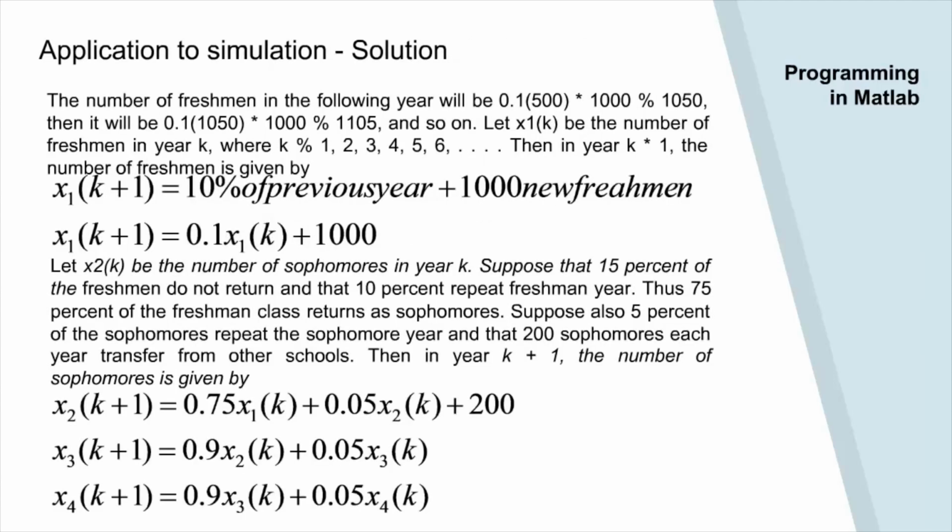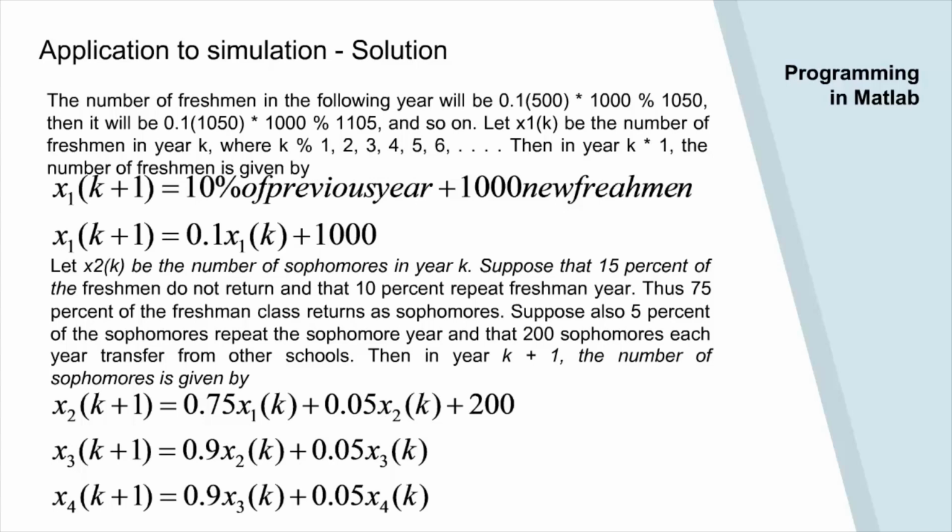In this problem, we are free to assume anything. So let us suppose that the current freshman enrollment is 500 students and the college decides to admit 1000 freshmen per year from now on. The college estimates that 10% of the freshman class will repeat the year.